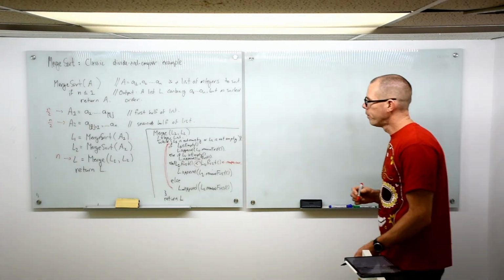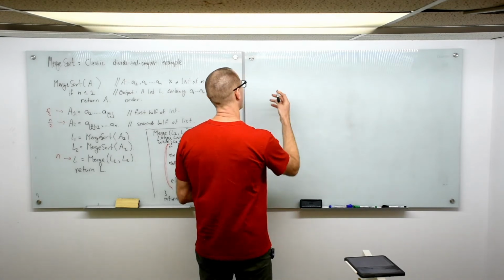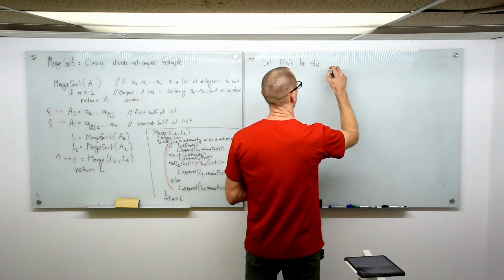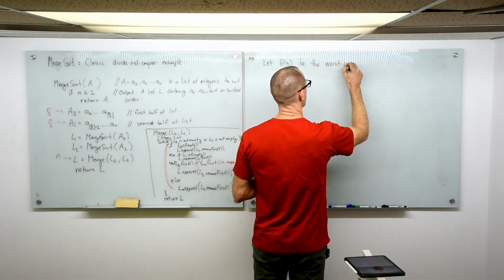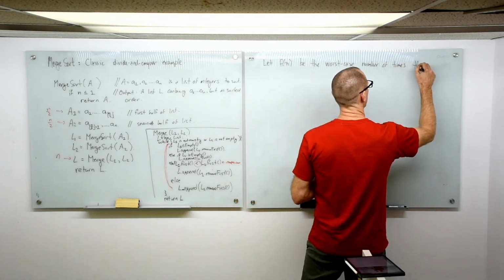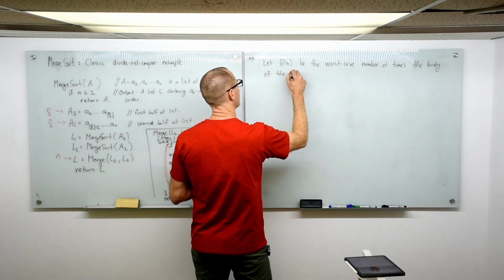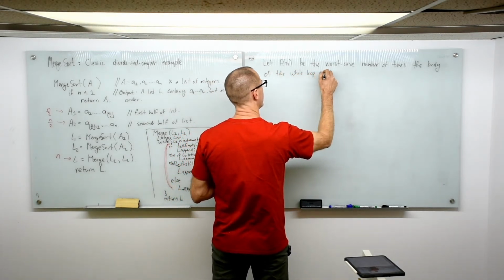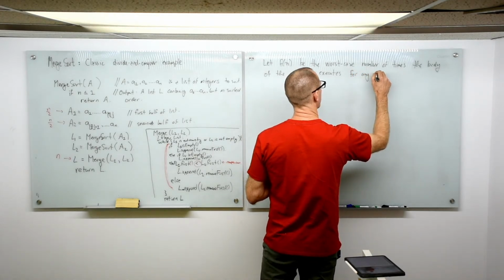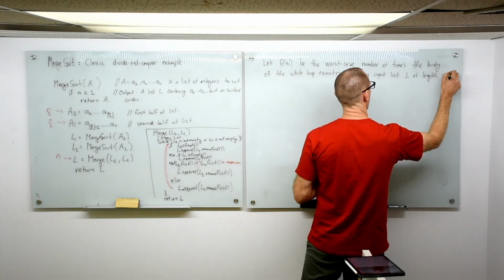Okay. So we're going to say, let f of n be the worst case number of times the body of the while loop executes for any input list L of length n.